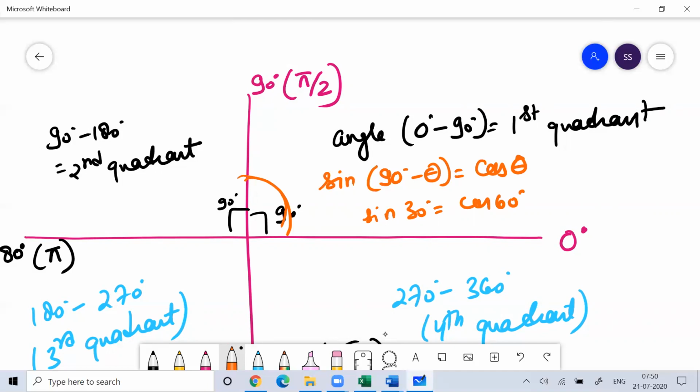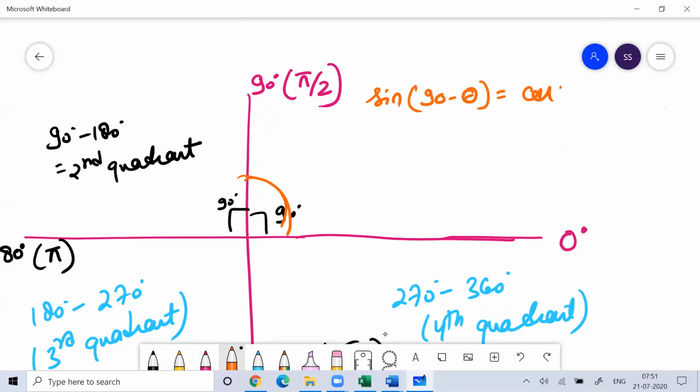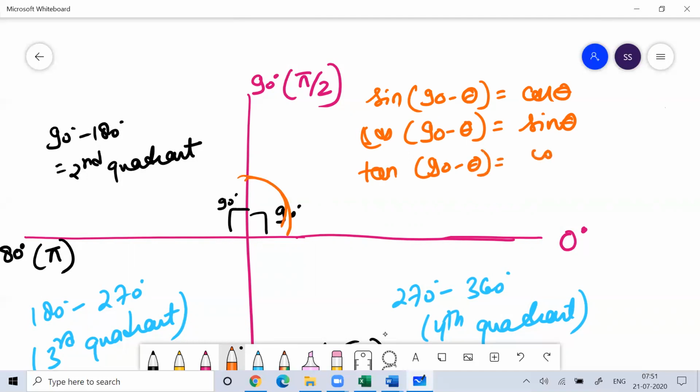If you talk about more than 90 degree, then you would be in the second quadrant. If I talk about 90 plus theta, then I'll go to the second quadrant. But any angle which is between 0 to 90 degree, I'm in the first quadrant. So because I'm in the first quadrant, I remember sine 90 minus theta is equal to cos theta. Similarly, cos 90 minus theta is equal to sine theta. Similarly, tan 90 minus theta is equal to cot theta.